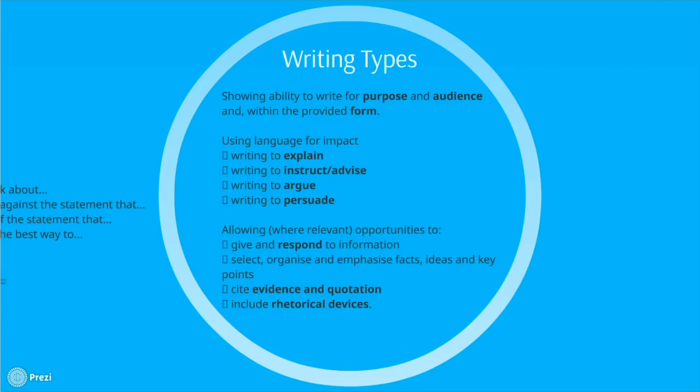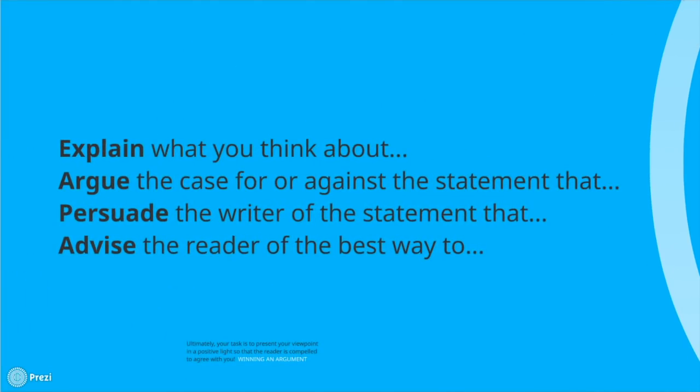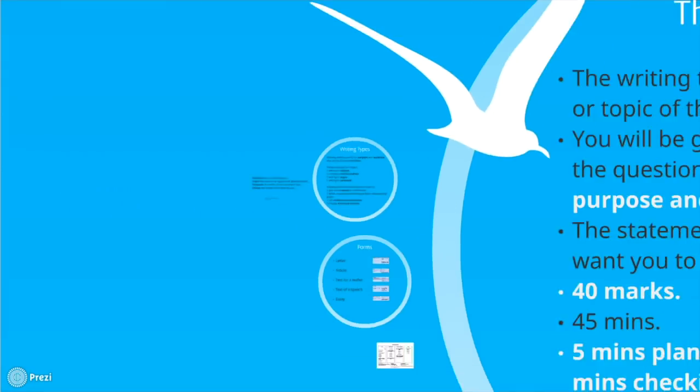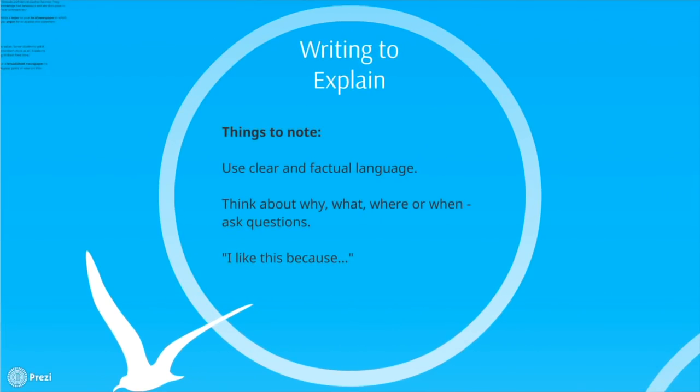So these are your linguistic features that we talk about when I say read my rules. Your teacher might use something like DAFOREST, okay? So all of these different rhetorical devices. So the questions might start something like this: explain what you think about, argue the case for or against the statement, persuade the writer of the statement that, or advise the reader of the best way to. So any of these types of writing can come up. Essentially, you're being asked to express your point of view on something, okay? So ultimately, you are making it clear to your reader what your point of view is.